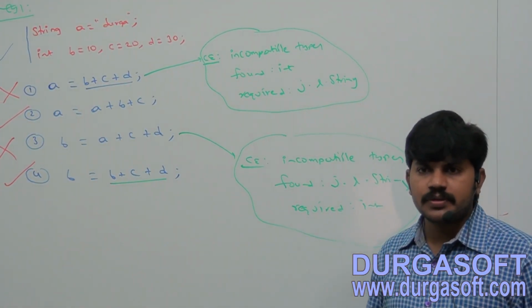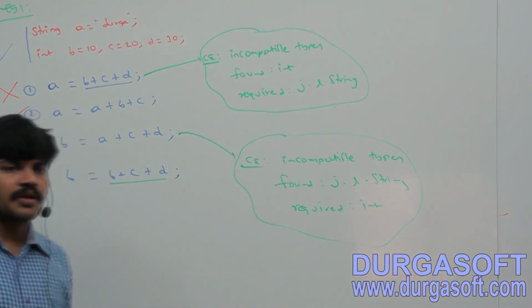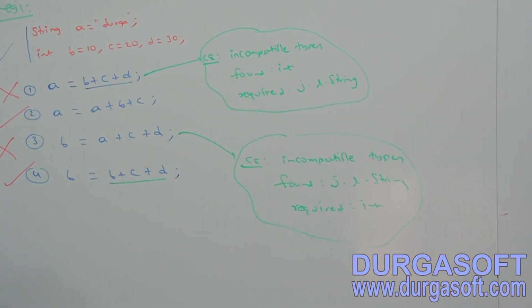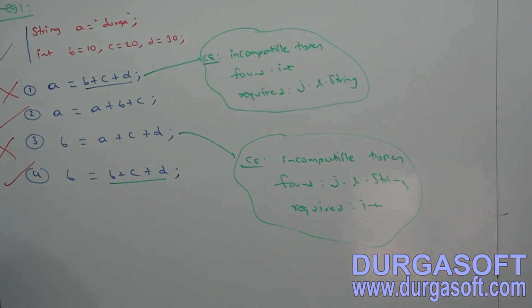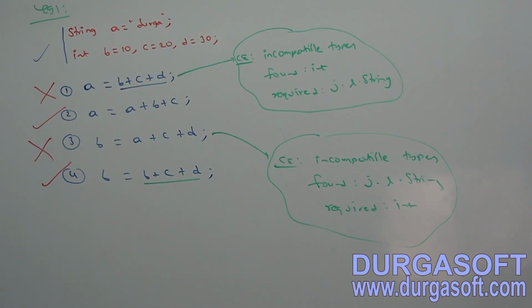So this is about the string concatenation operator. String concatenation operator, like A is equal to B plus C plus D, A is equal to A plus B plus C. Next, B is equal to A plus C plus D, B is equal to B plus C plus D. Completed, right? Now I hope it is clear for you.